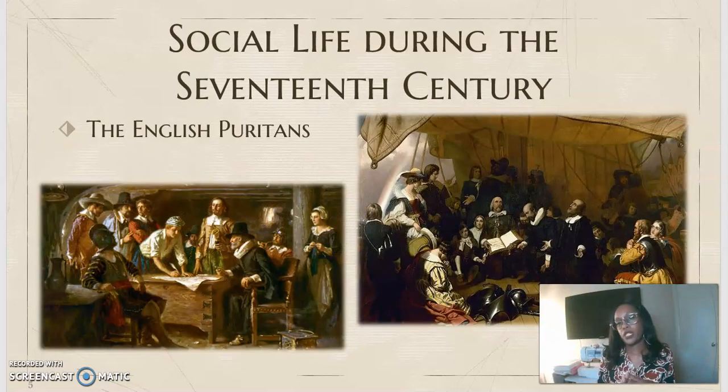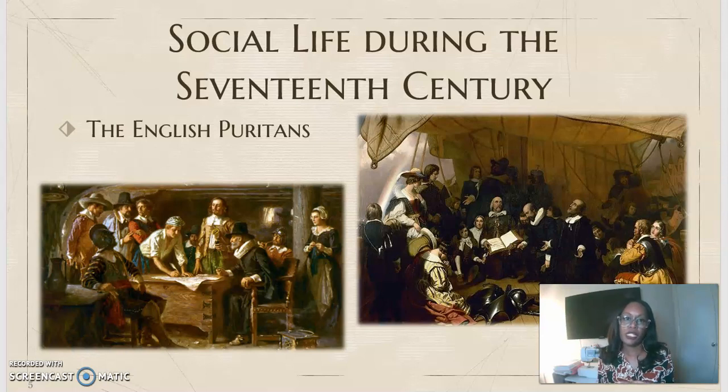So the English Puritans really rejected the court of Charles II. They saw it as overly ostentatious, but also just as religious conservatives, that's the word I'm going to use. As religious conservatives, they believed that they needed to literally purify the Church of England. That's why they're called the Puritans. And there were distinctions in these two factions of the government. So kind of the Royalists and the Puritans. The Royalists actually were known as the Cavaliers.